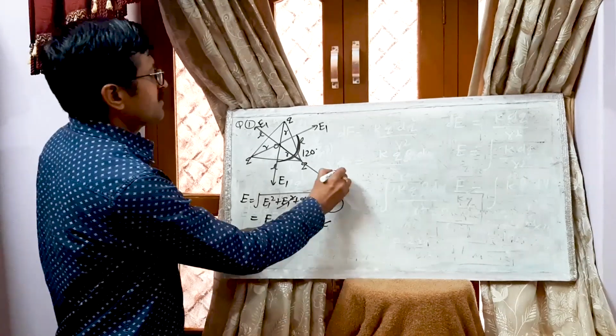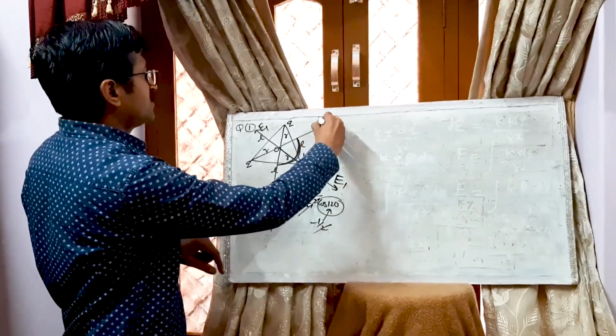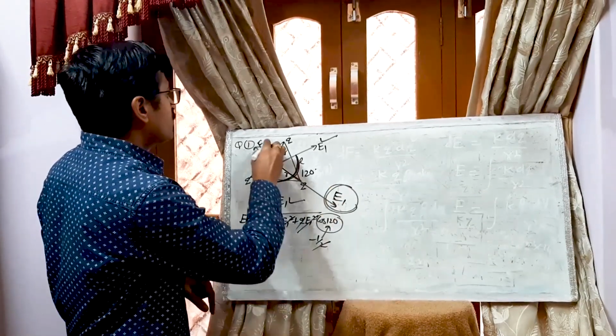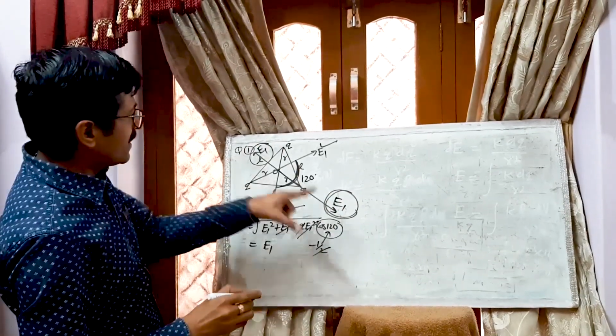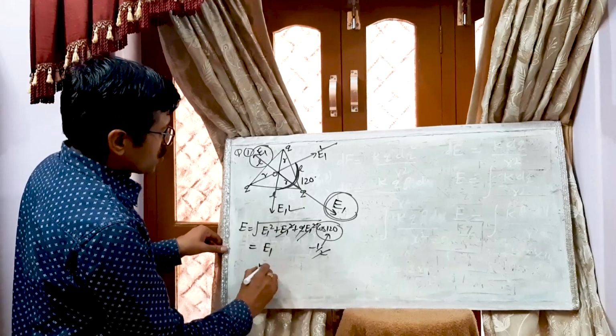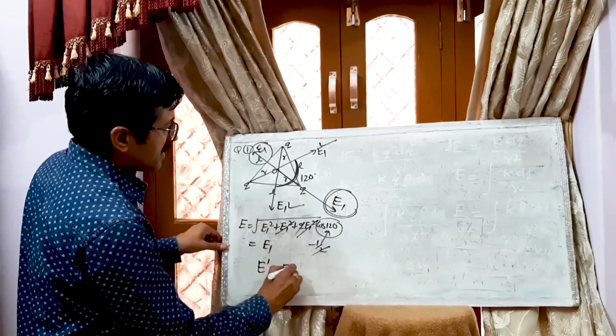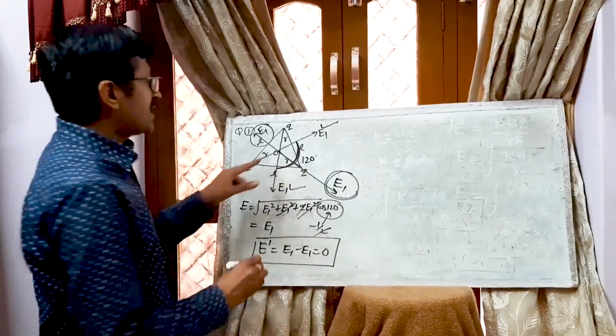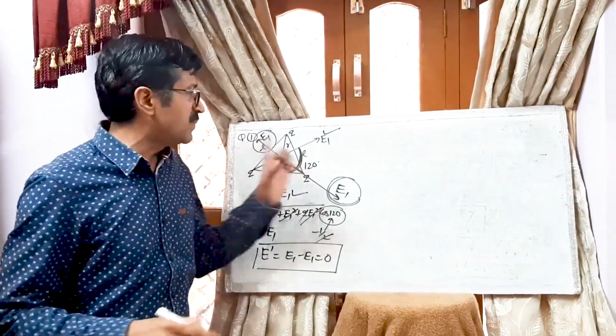This resultant is E1 for these two, and this E1 will be exactly opposite to the third one. Both are exactly opposite, so the resultant E dash will be E1 minus E1, which is equal to 0. So the net electric field intensity at the centroid will be 0.